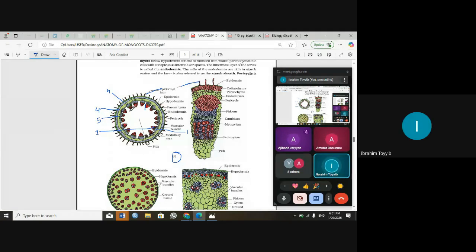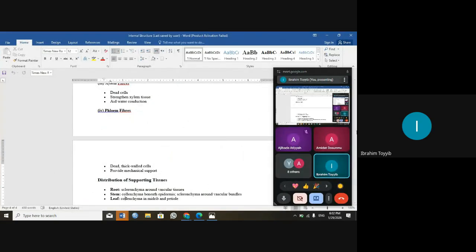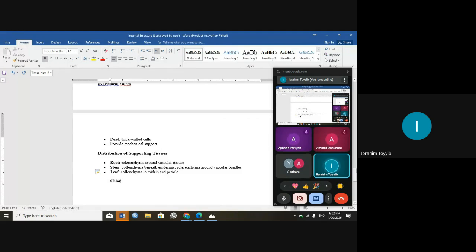So parenchyma will come before the collenchyma. The collenchyma also has another cell inside, which is called chlorenchyma. You still used to see it in some questions in JAMB. Chlorenchyma. Have you seen it before? Let me write it. Chlorenchyma is the part rich in photosynthesis.